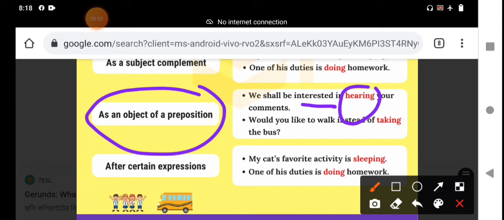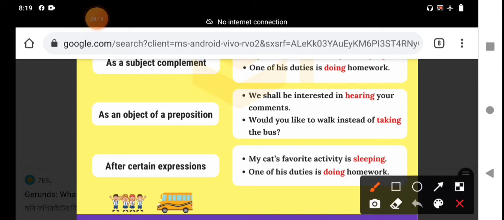That means it functions as the object of the preposition. It is called an object of the preposition. It follows the preposition. Next example: would you like to walk instead of taking the bus?